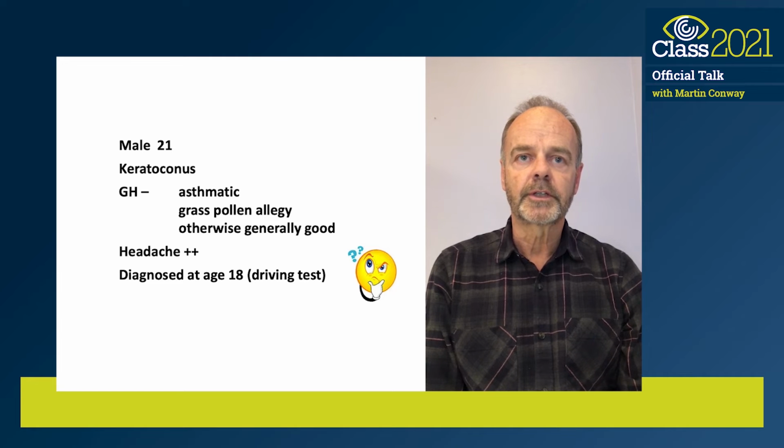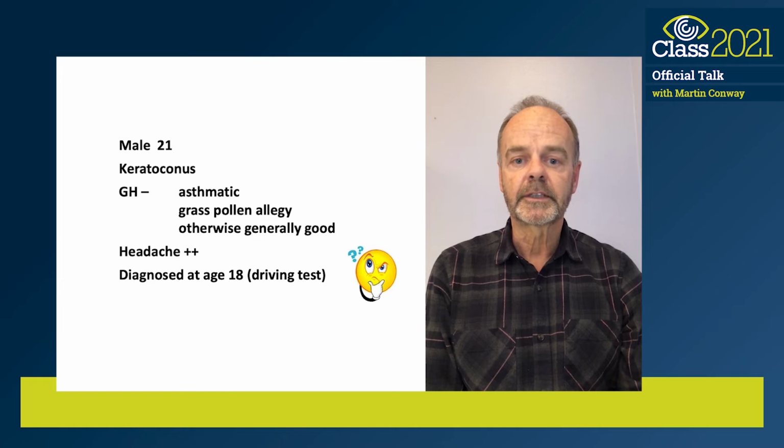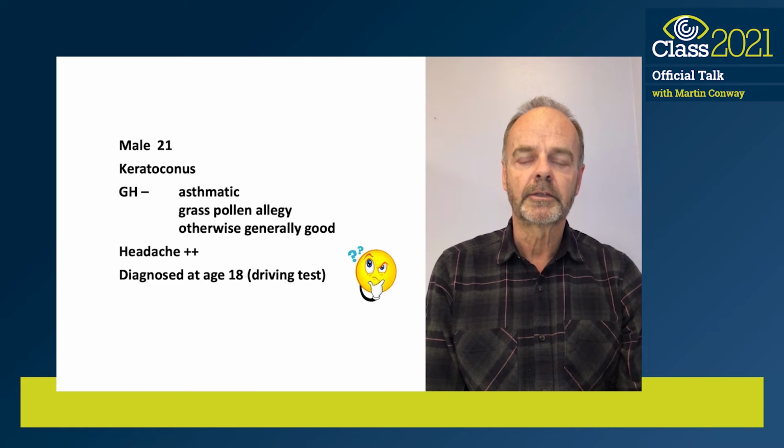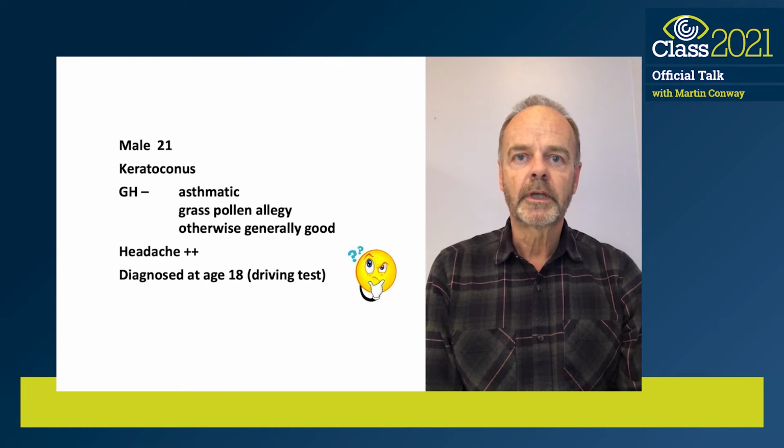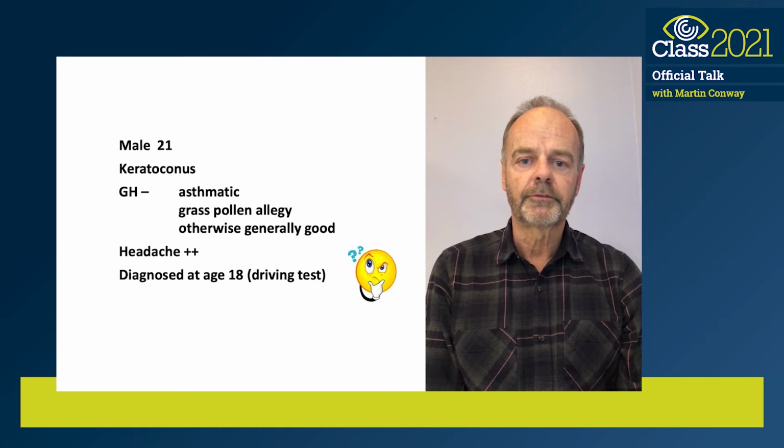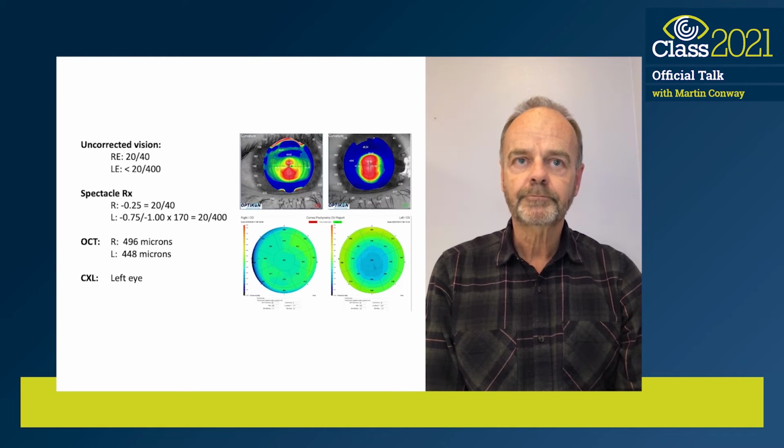He was diagnosed with keratoconus. He was a classic keratoconic patient, as he had a little bit of asthmatic problems, mainly allergy to grass pollen, but otherwise he was fit and in good health. He had been suffering from headaches for many years, and he had complained about this, but nobody really discovered the primary reason for his headaches.